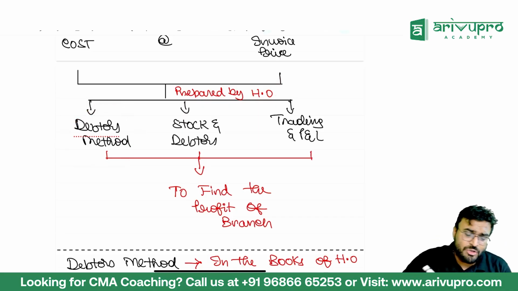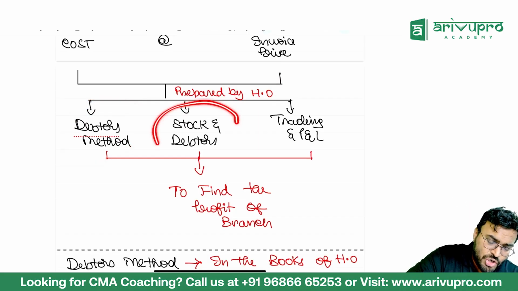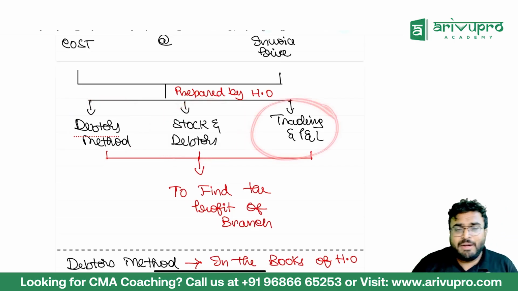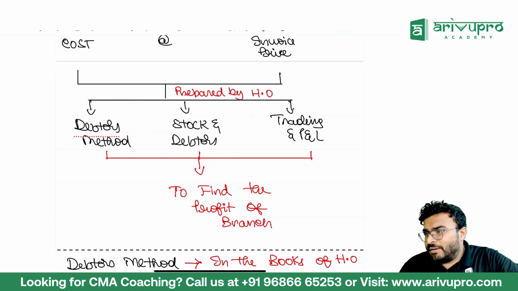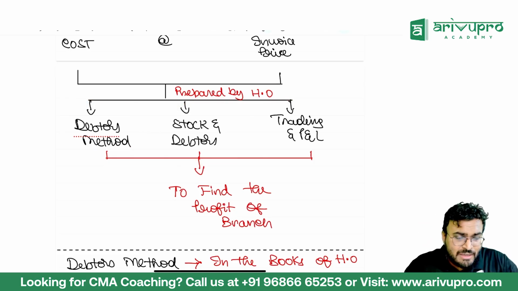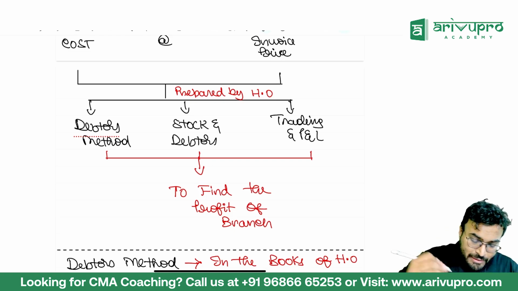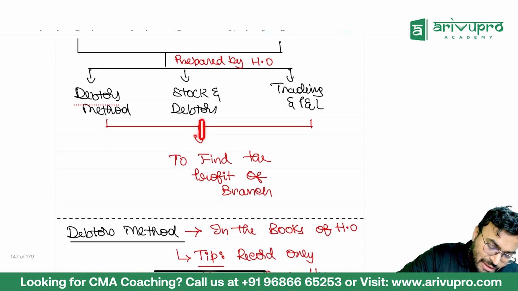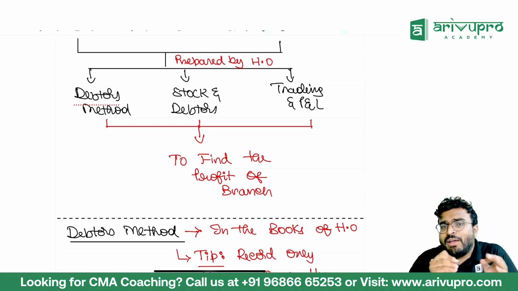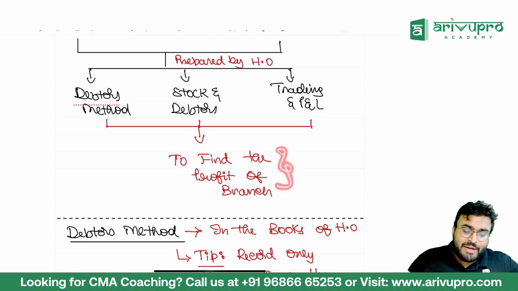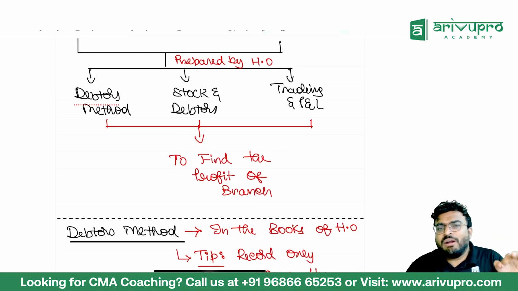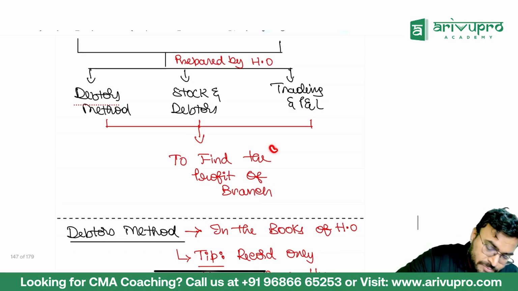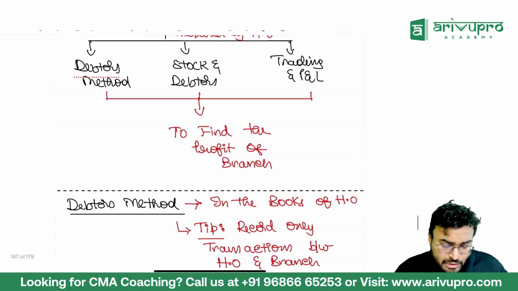Now there are three methods over here: debtors method, stock and debtors method, and trading and P&L method. Is this clear? Now understand one thing. Why are we doing this? This is done to find out the profit of the branch.